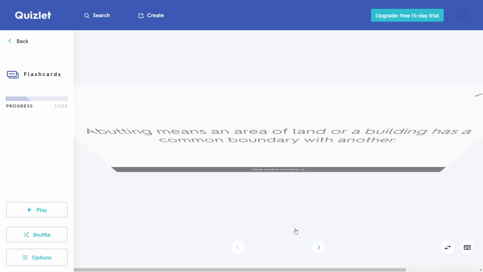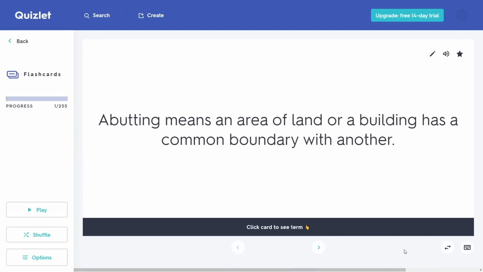Let's see the definition. All right, abutting means an area of land or a building has a common boundary with another. So again, this means a specific area of land is connected to each other or it has a common boundary with it. And that's pretty much it. That's all you need to know for that one.